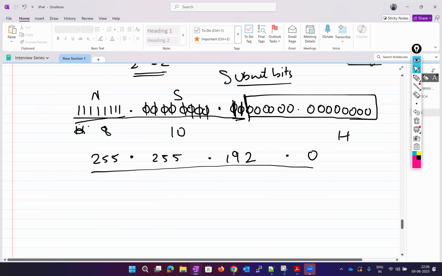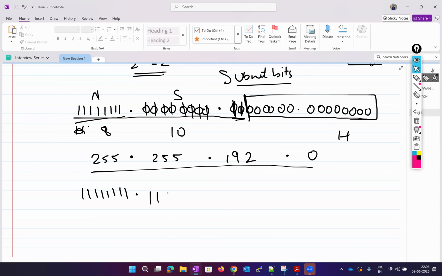Now I cannot write this as 11111111, then 1, 1, 1, 1, 1, 1, 1, 1 like this, with zeros in between. It cannot happen. This is not the right way of writing the address mask, because you have zeros in between ones. This is not the address mask.